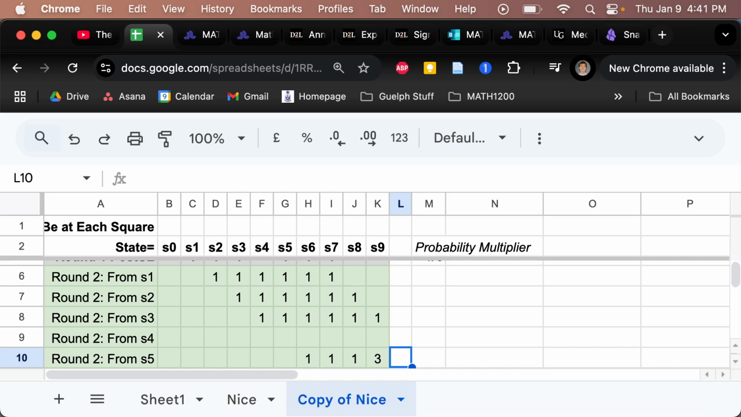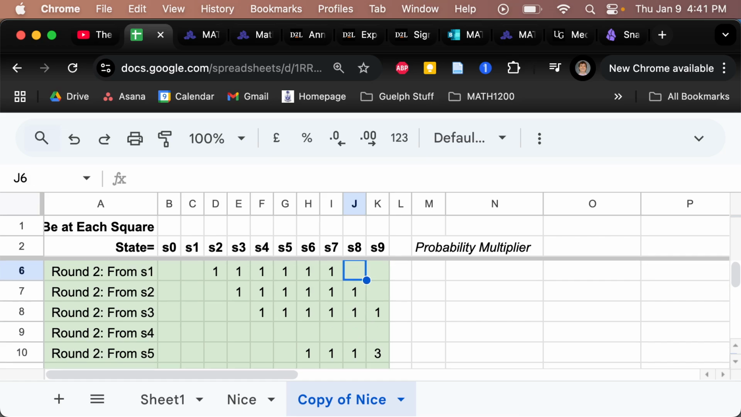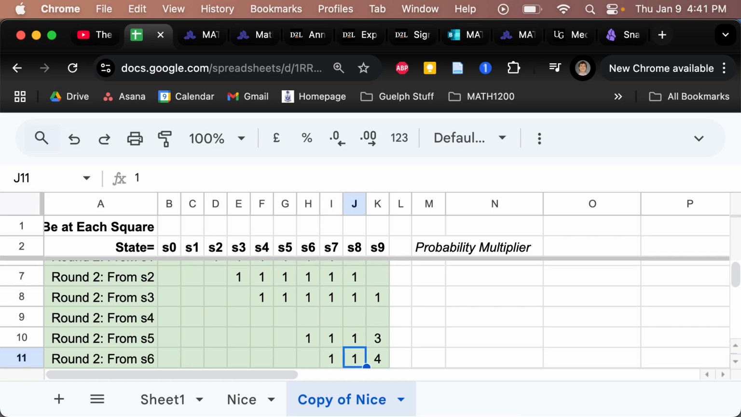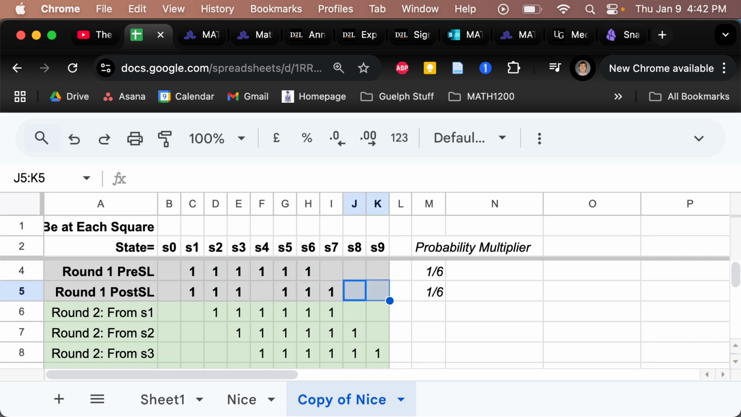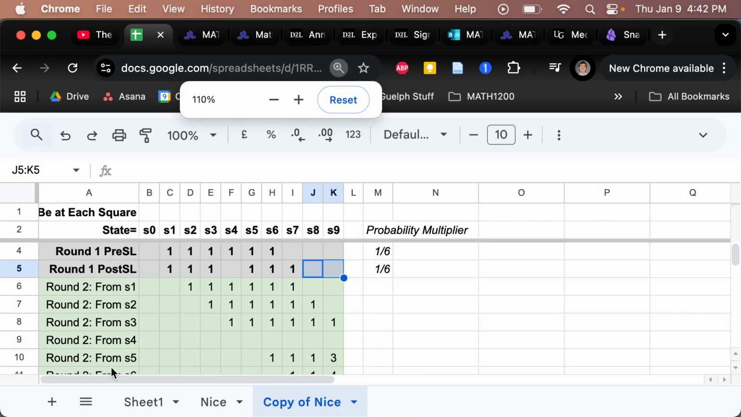That's S5. S6 is 1, 1, 4. There's 4 ways to go from S6 to S9. And then from S7, you can be at S8, or 5 ways to get to S9. Wait, is that true? Okay, it's all fine. This is 1, 5. And then S8 and S9 are also blank because there was no way to be in S8 and S9 after round 1. Maybe I really do need to take Google's suggestion and zoom out a little bit at this point.